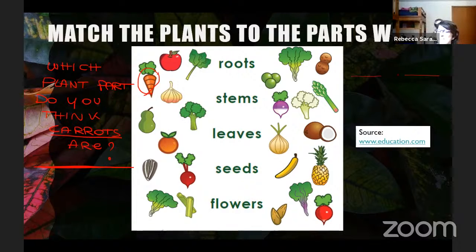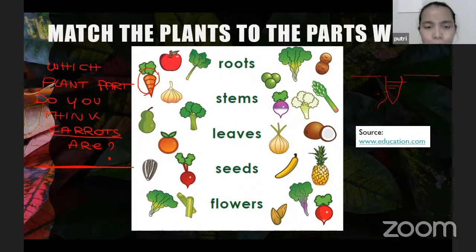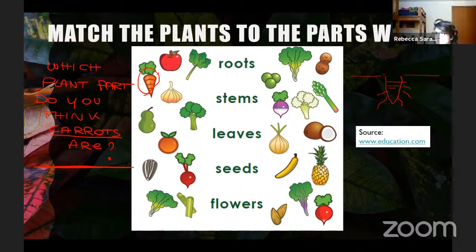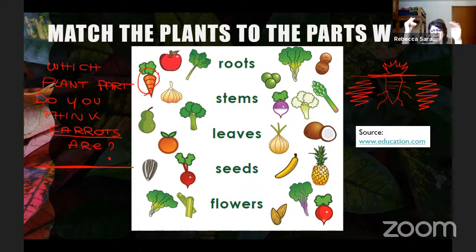So the carrot usually grows underground. So the carrot kind of grows like this, with all the roots, and then it has an upper part, and this one is the ground. It's where you plant it, and then the upper part is the green part of the carrot, but the part that we eat is the root. So yeah, correct.